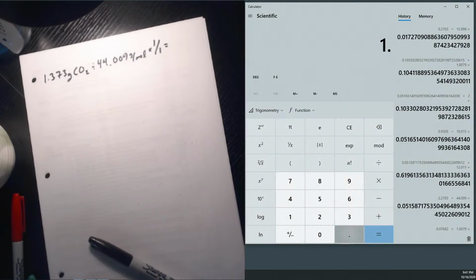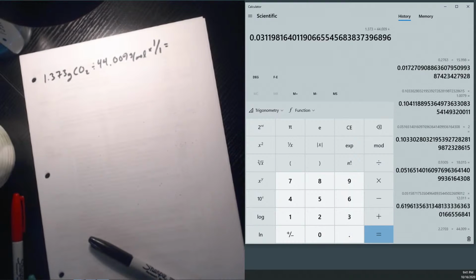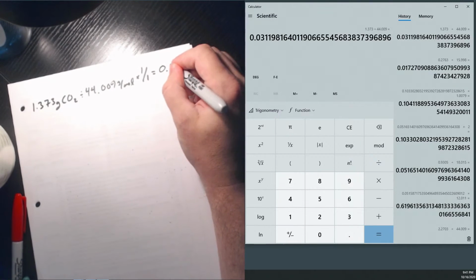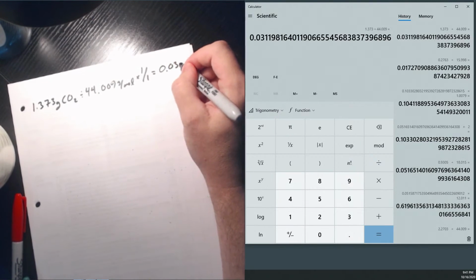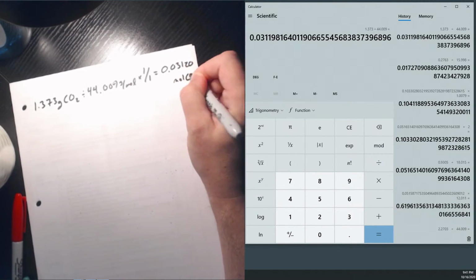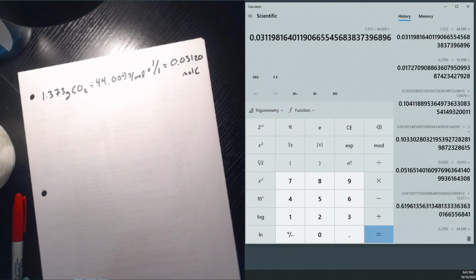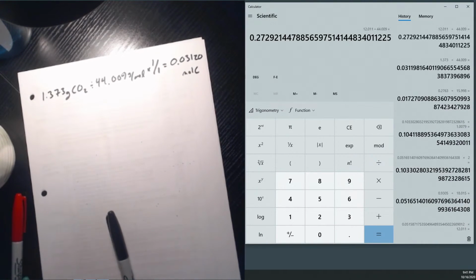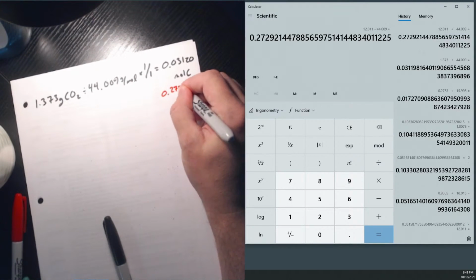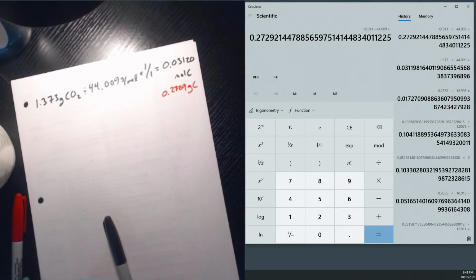Oops, I can't use my calculator if I don't have my calculator up. So 1.373 divided by 44.009. And then it's a 1-to-1 ratio, so 0.03120 moles of carbon. And then, being cautious, that is also 0.2729 grams of carbon.